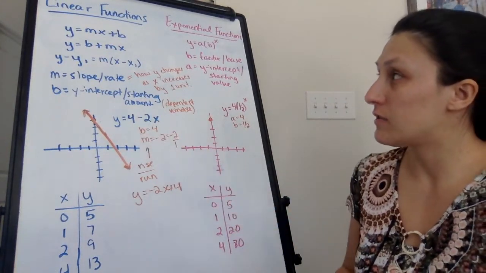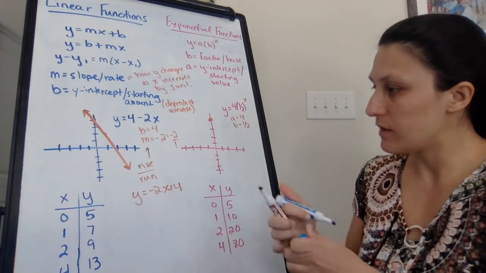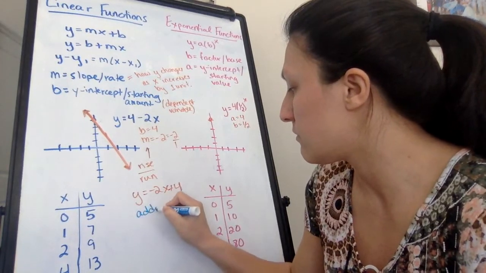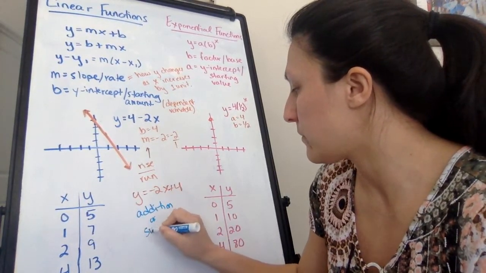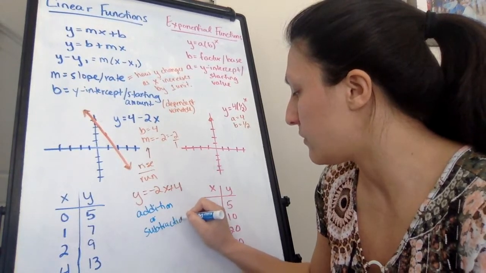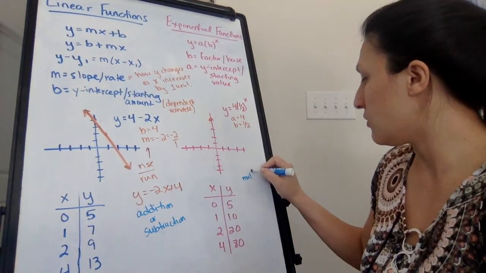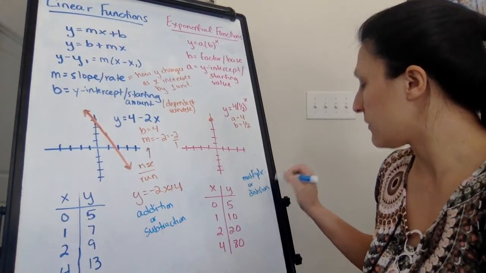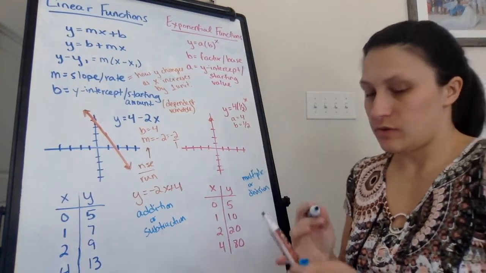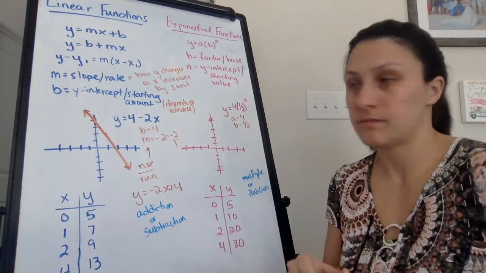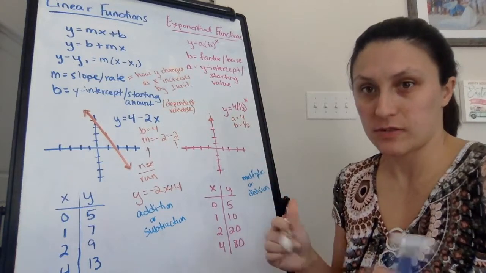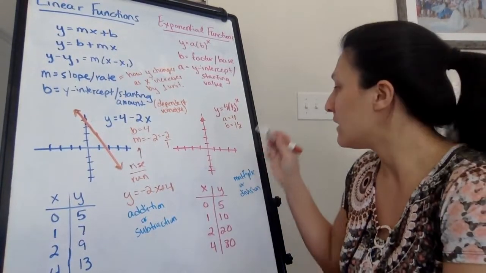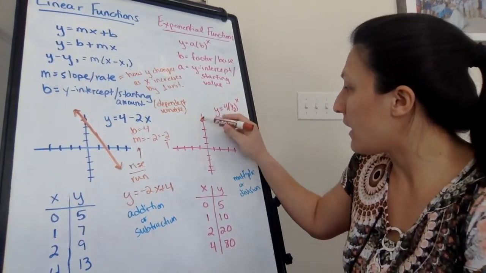So linear functions focus on addition. So I'm going to make that note here. Addition or subtraction. Exponential functions focus on multiplication or division. So this b value is telling you to multiply each y value. So let's take your starting y value. Let's start there. Let's start with the starting value. Start with 4. Multiply that by 1/2, and you should get 2.